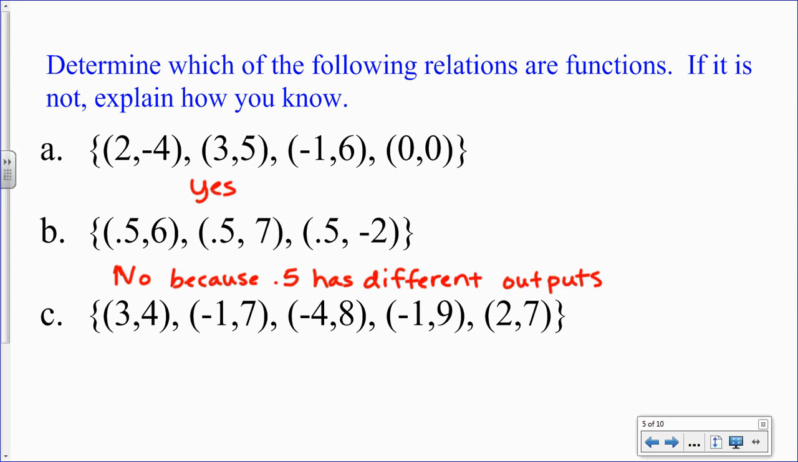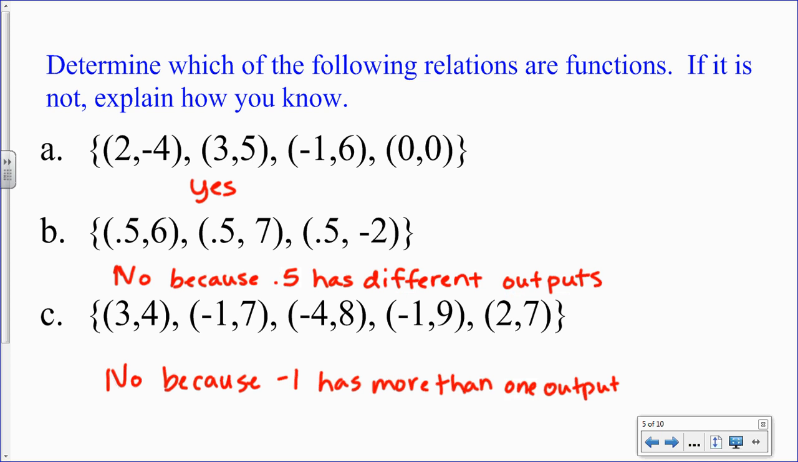Lauren, what do you have for C? It's not. Okay. It is not. Jacob, what's your reason? Okay, because -1 has more than one output. You could have said also that -1 is paired with 7 and 9. You could have said something like that. You could have been specific, but this reason is perfectly fine too. Questions about that?